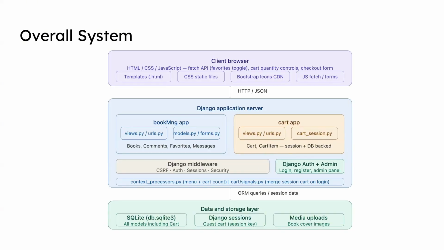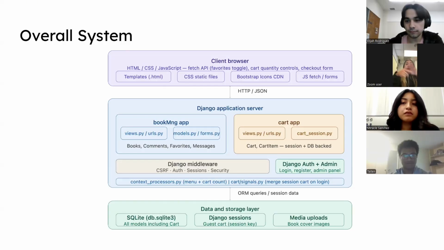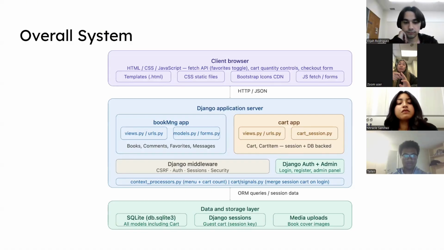So the request is then handled by the Django application server. Inside the server, we have different parts of the system, such as book management features. And then from there, we can connect the user's code. So the views handle the logic, like searching for books, posting comments, or sending messages. The models define how data is stored, like user, books, and messages.